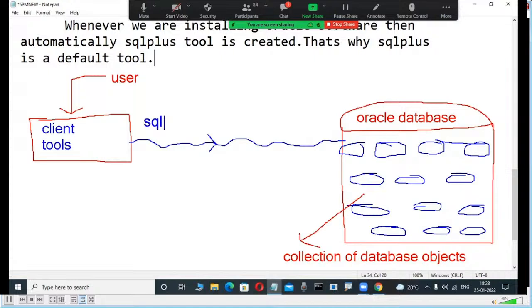In the previous demo classes, you had a small idea about SQL. I am telling you now: SQL is a language, structured query language. For newcomer purposes, I'm giving these notes: structured query language.